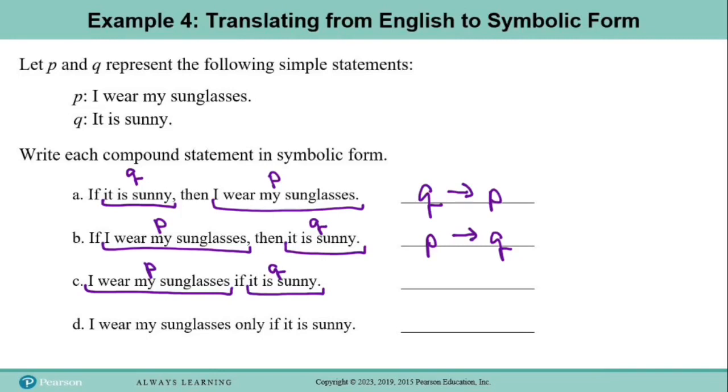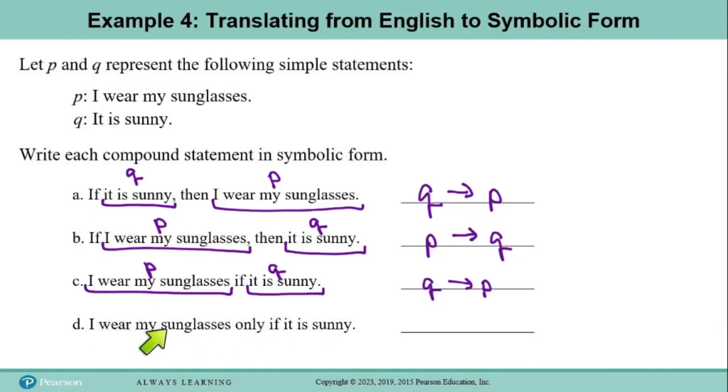Now remember we talked about just a minute ago, when the word if comes in the middle of the sentence, then whatever comes after the word if is actually the antecedent. So this is equivalent to if Q, then P. I wear my sunglasses if it is sunny. If it is sunny, then I wear my sunglasses. This is actually logically equivalent to part A. So if Q, then P. And then part D says, I wear my sunglasses only if it is sunny.